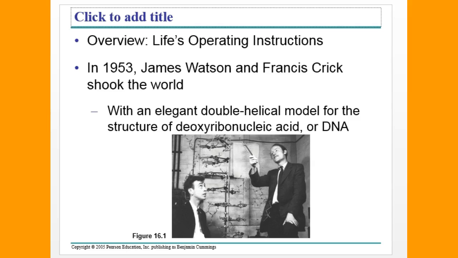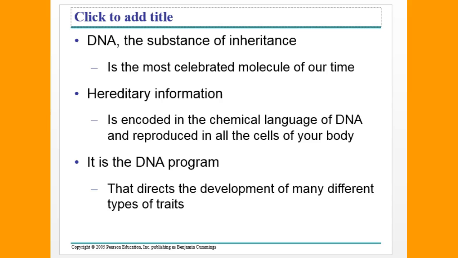Alright, in 1953, James Watson and Francis Crick shook the world. They just discovered, whatever word you want to use there, an elegant model of a double helix to show the structure of deoxyribonucleic acid, or DNA. DNA, the substance of inheritance, is the most celebrated molecule of our time. Hereditary information is encoded in the chemical language of DNA and is reproduced in all the cells in your body. It is the DNA program that directs the development of many different types of traits.